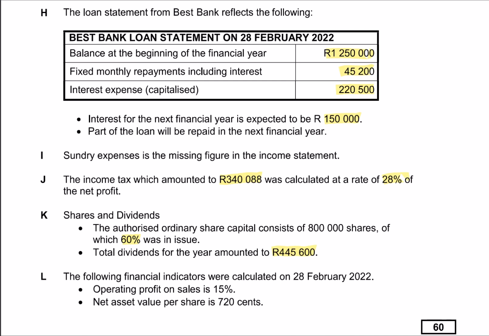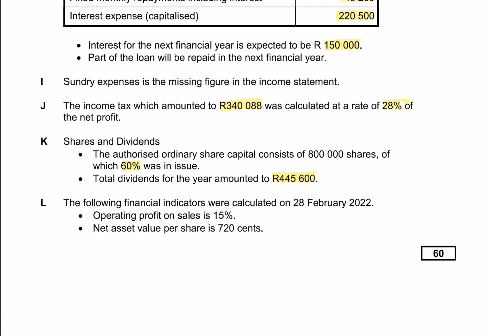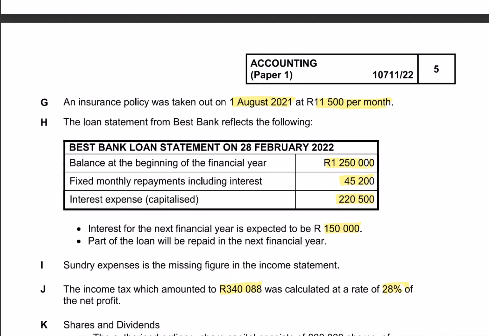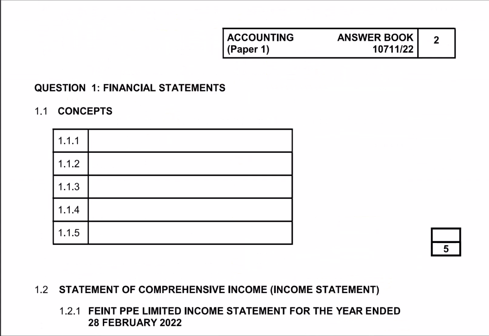Net asset value per share, right? That's the NAV. Right, yes, that's the end of the question. At least try and answer the question.